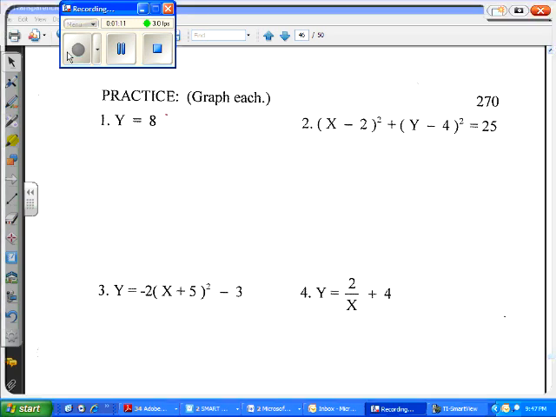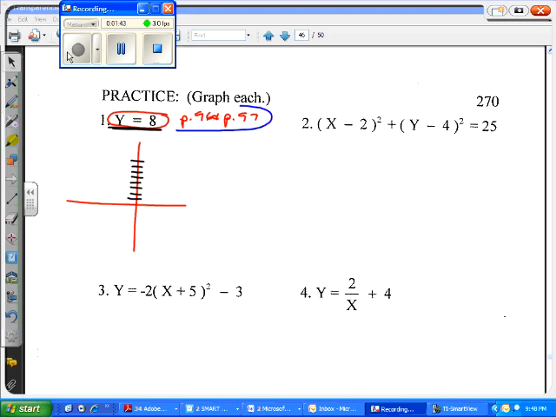Y equal x, we've got to go back in our minds all the way to page 96, where we discovered this, and then page 97, where we wrote a rule for it. Remember that y equal x is a special kind of line. Y equal 8, excuse me, is a special kind of line. I'm not going to tell you what kind. I've shown you enough. So you can go from there, page 96 and 97.